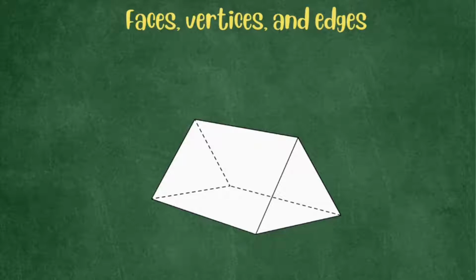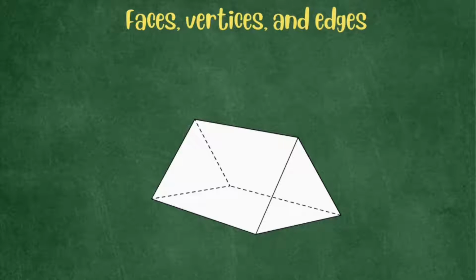Today we're going to be talking about faces, vertices, and edges. Now we have a triangular prism in front of us, and I'm going to start by counting the faces. Before I do that, let me explain what a face is. A face is a flat surface on your shape. So let me color in one flat surface so you can see what I'm talking about.